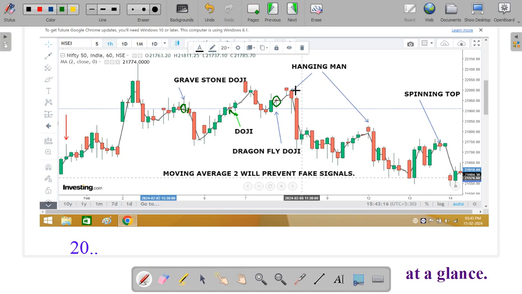This is a hanging man here. This is a hanging man here. Are you seeing this? Fine. This is a spinning top here, and this is a gravestone doji, but it has failed. Let us check in the next video how we deal with the fakes. This is also a fake, because this is a gravestone doji. The price should have fallen, but the price rather increased.